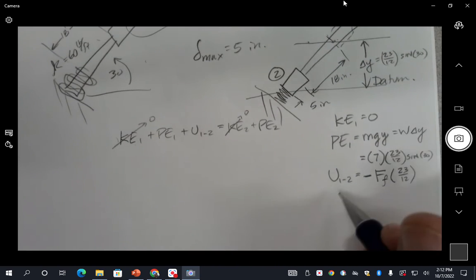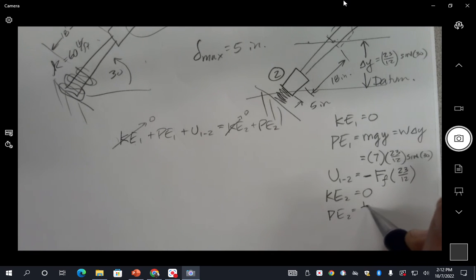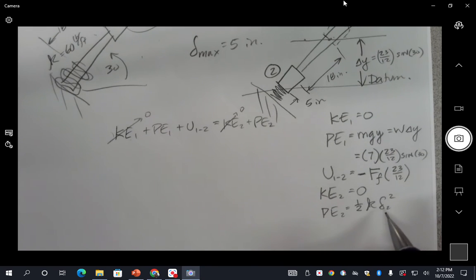We already said the kinetic energy at 2 has to be equal 0. And then the potential energy at 2, we said that was going to be spring, right? So 1/2 K delta 2 squared. But we were given that delta. So it's a little bit different than we've had before. Lots of times we want to find that delta, but we were told that we had that delta. So 1/2 times 60 times 5 divided by 12 squared.